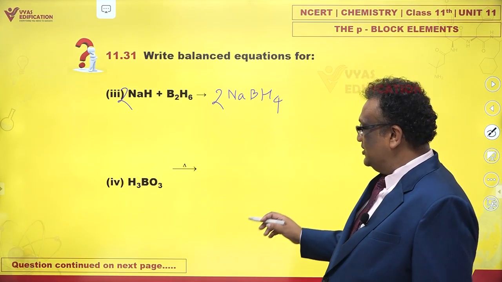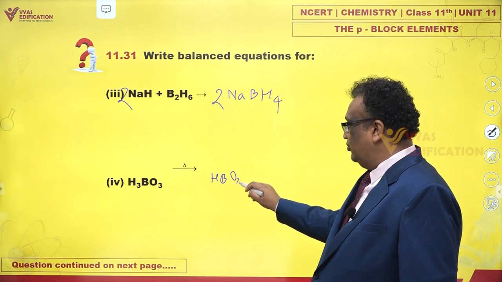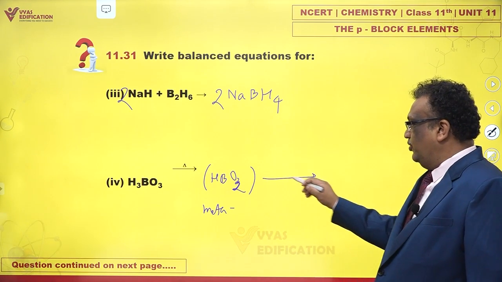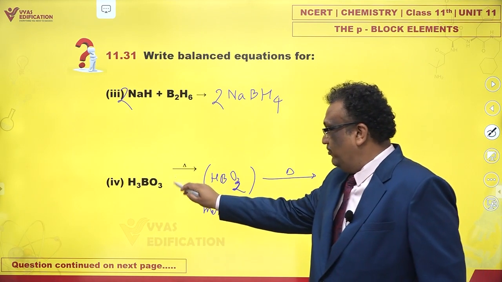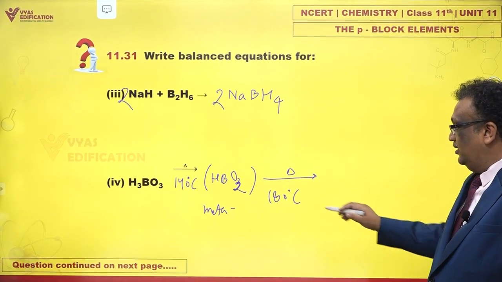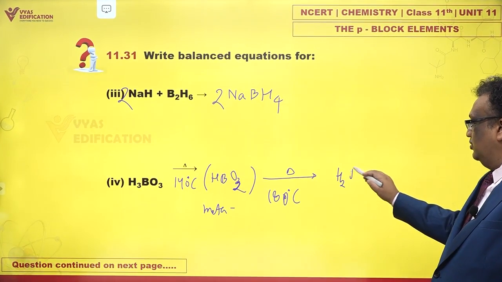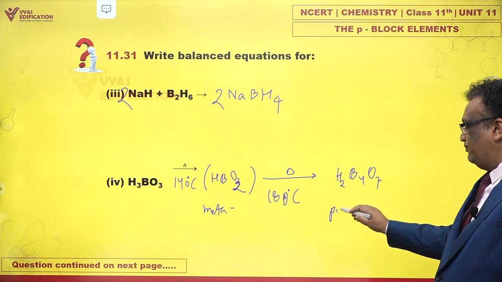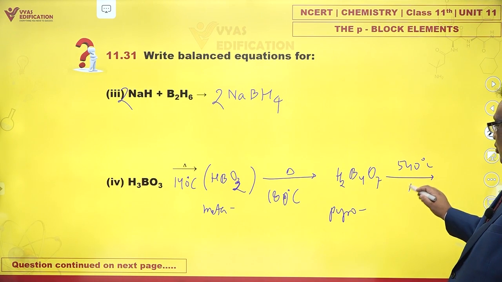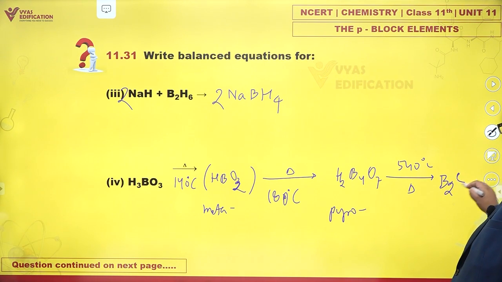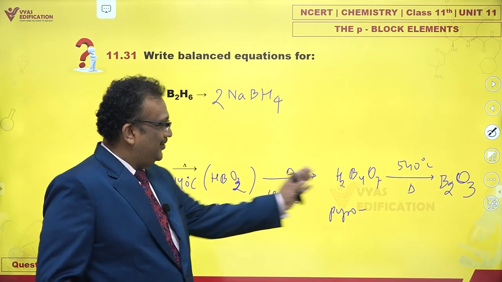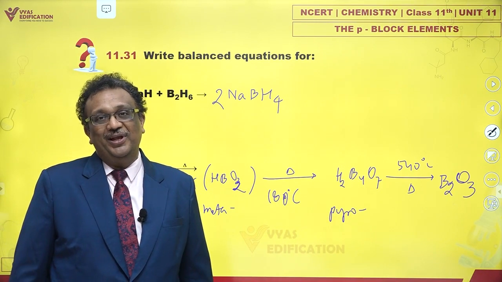On boric acid, when it is heated, you get HBO2 metaboric acid. If you heat it more, this is around 140 degrees Celsius to 180 degrees Celsius, yeah, and you get H2B4O7, which is pyroboric acid. And if you heat it to 540 degrees Celsius or more, you get a glassy substance B2O3. These are the products which you obtain on heating boric acid.